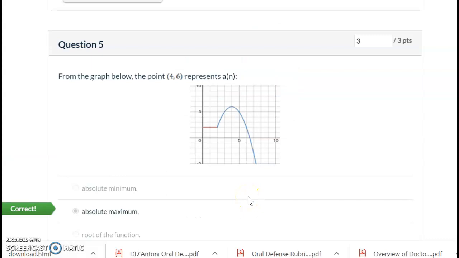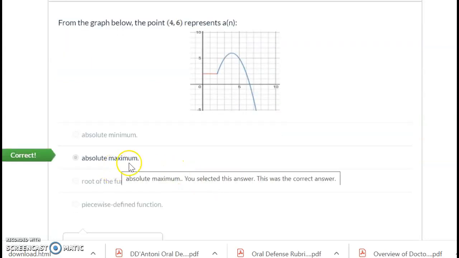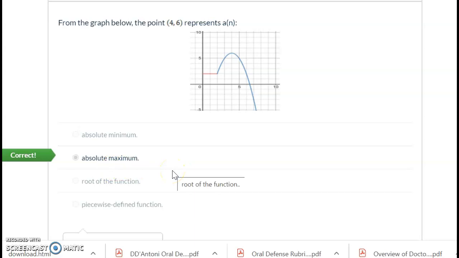Now this is question 5 of the Module 1 quiz, and it says from the graph below, the point 4, 6 represents a what. If I look to where 4, 6 is, 4 goes across the x-axis, 6 goes up the y-axis, and that looks like it's at the very top of this parabola. So what would that be called? That would be called the absolute maximum.